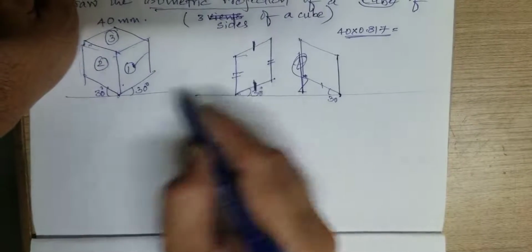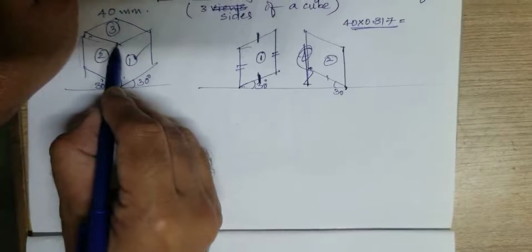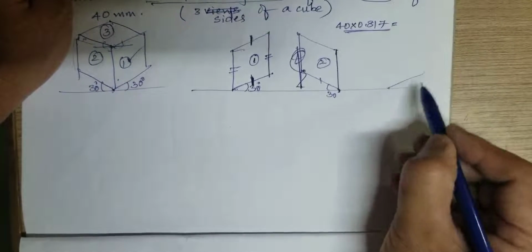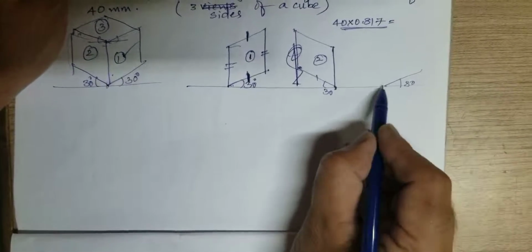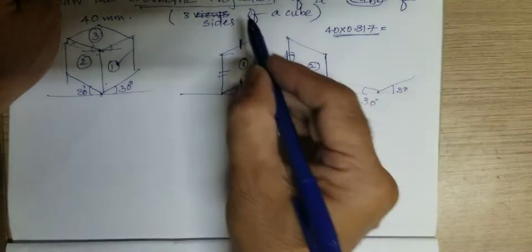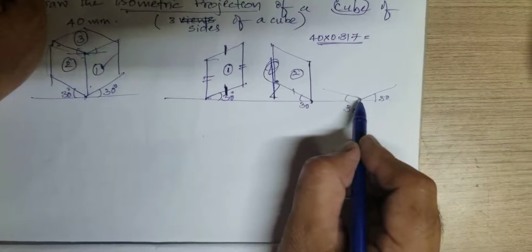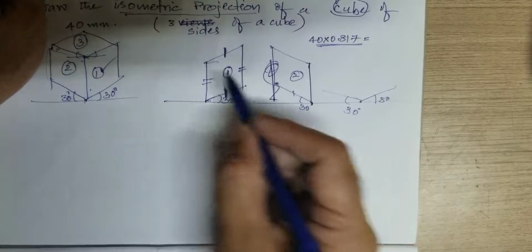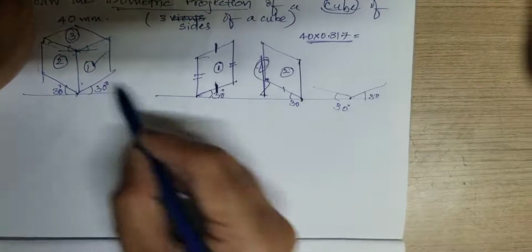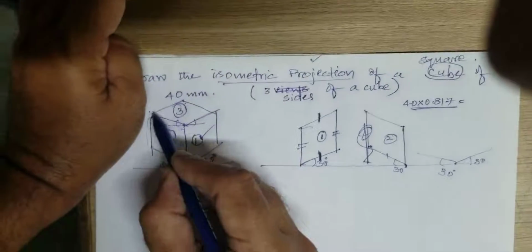Now the top, the third one. Let us say we can write it as 1, 2 like that. Third one also, see here. From this point, this is 30 and this is also 30. You do it like this, 30 degrees, and here also 30 degrees. So how much length do we have to take? Same thing, because he is asking for isometric projection, we take 40 into 0.817. Then this one we have to write. How are we going to write it? This line is parallel to this line.